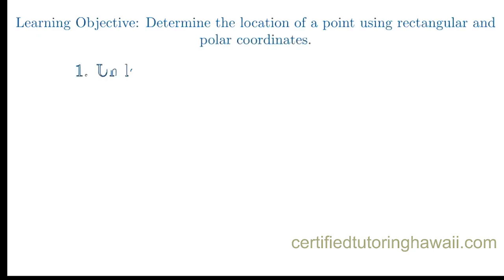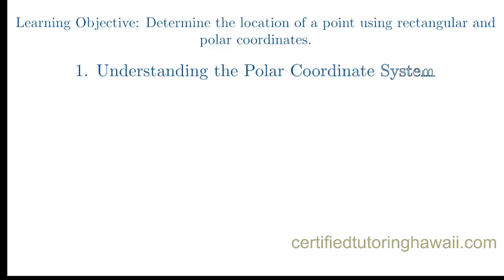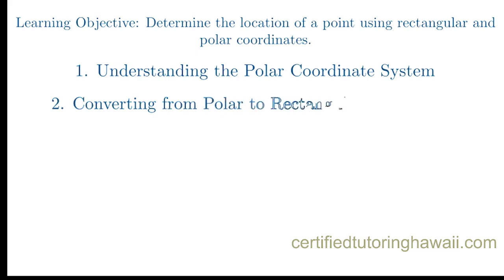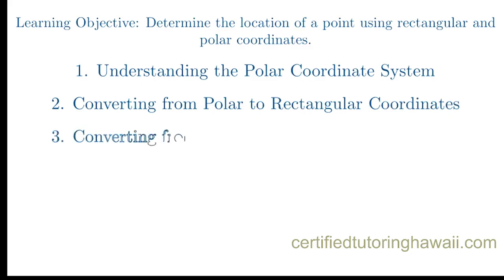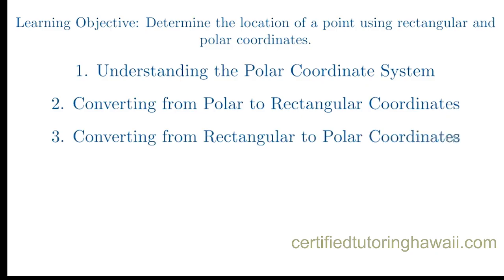To achieve this objective, we'll cover a few essential topics. First, we'll establish a solid understanding of the polar coordinate system itself. Second, we'll learn the formulas for converting from polar coordinates to rectangular coordinates. Third, we'll work through the process of converting from rectangular coordinates to polar coordinates. And finally, we'll see how these concepts can be used to represent complex numbers.